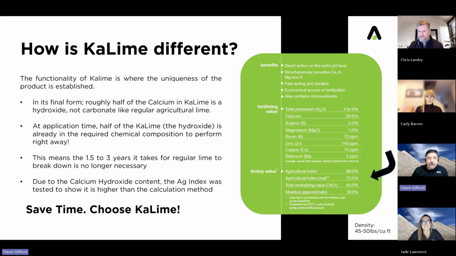Really, just to touch on that, due to the calcium hydroxide content, when we talk about an ag index in lime, it's a calculation that OMAF puts out. It's based on calcium carbonate, but because there's so much calcium hydroxide in Kalime, that calculation doesn't really work. So what we've done at Agri 100 is we've gone through a bunch of different tests. They do an incubation test in the soil to see how it works, to get that real ag index of Kalime, how it really affects the pH in the soil, which gives us a real ag index of 72.5, which puts it more to the standard of regular lime.